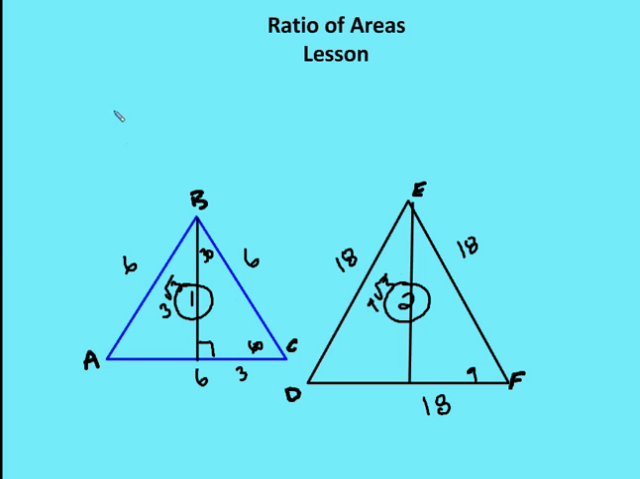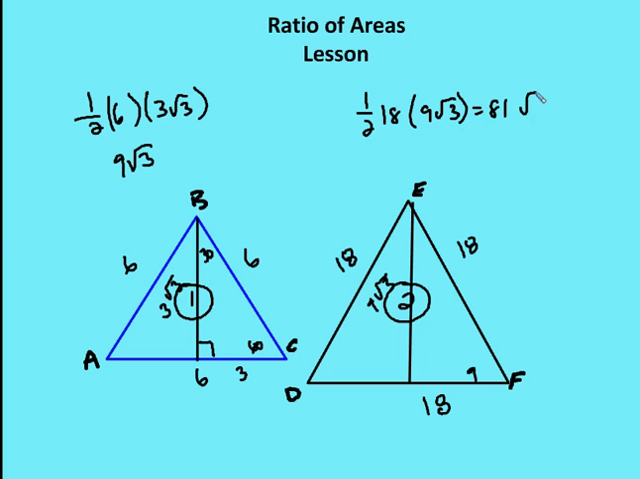So the area of ABC is going to be 1/2 of 6 times 3 root 3, which gives me 9 root 3. And the area of DEF is going to be 1/2 of 18 times 9 root 3, which is equal to 81 root 3. So the relationship of the side lengths is 3 to 1, and the relationship of the areas is going to be 1 over 3 squared, or 9 to 1 or 1 to 9, depending on the order in which you're referring to the triangles and the areas.